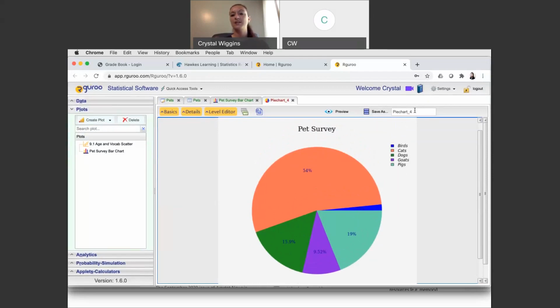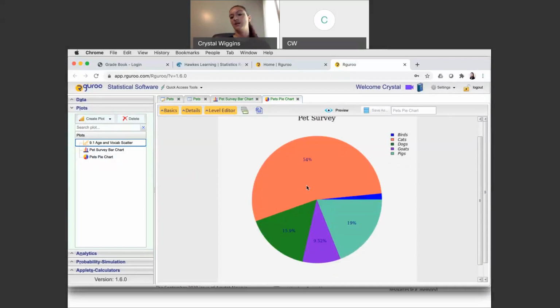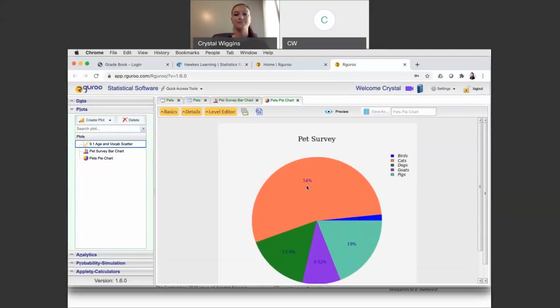And again, I can save this as pets pie chart and save it right inside of our guru, or I can download it as a Word document and upload it into Blackboard if it was an assignment. Okay, this concludes our little lesson on 3.2 qualitative graphs.